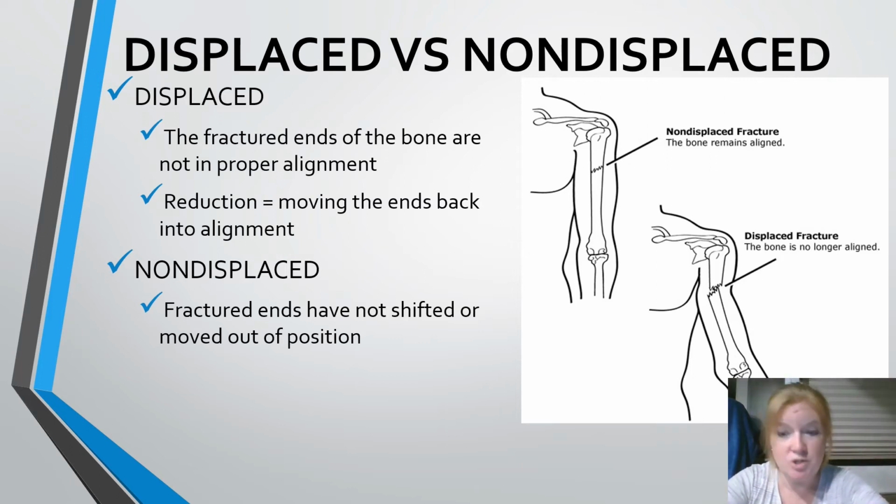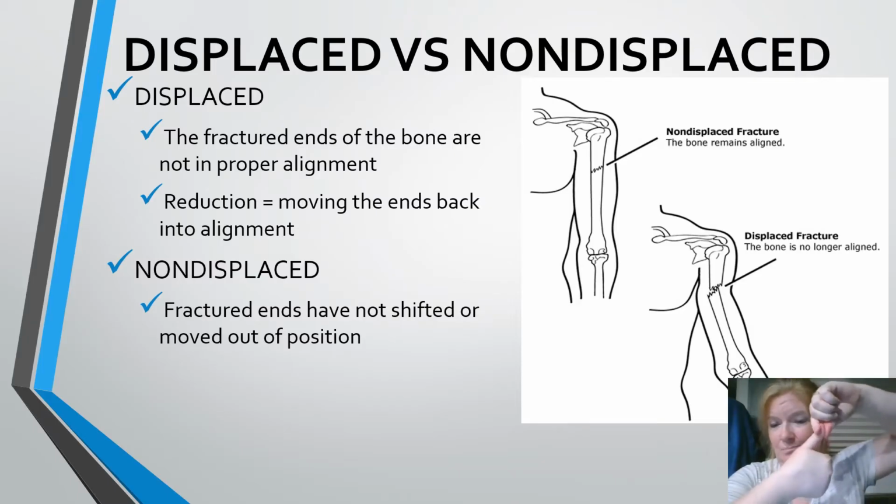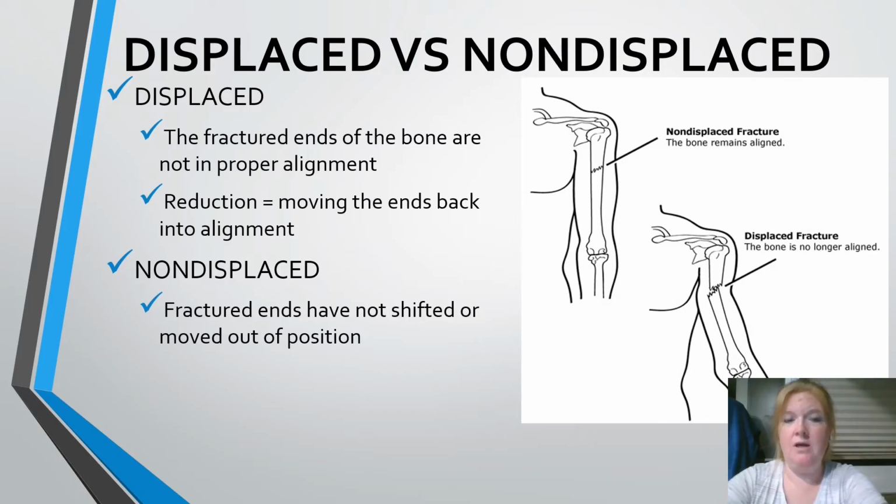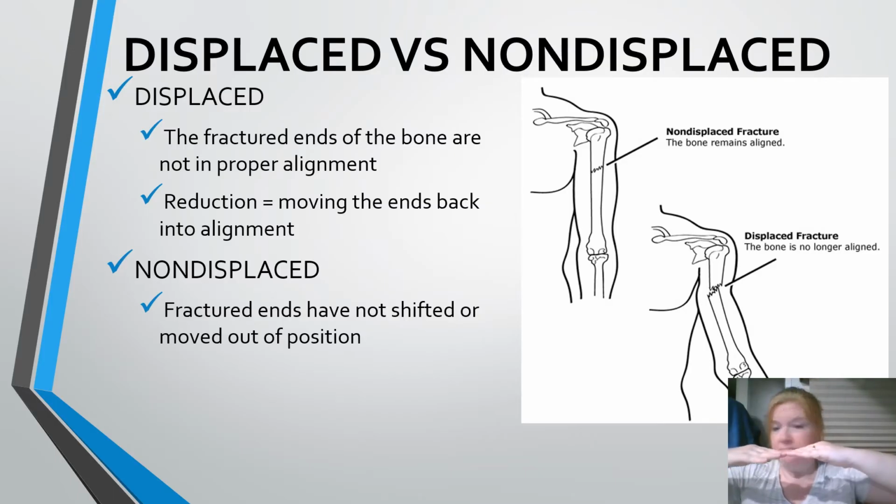Sometimes that requires surgery. In the case of my son, who broke his thumb, for the reduction they gave a nerve block and then literally pulled the thumb like this, pulled it forward, slid it over, and put the bone back into position. Non-displaced means the fractured ends line up. They haven't shifted or moved out of position, so the bone is going to heal just fine.